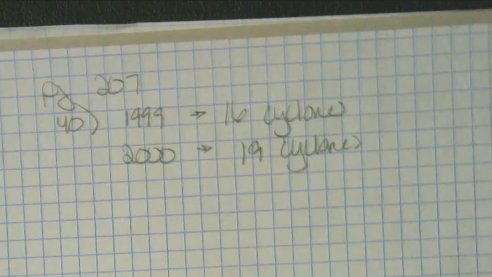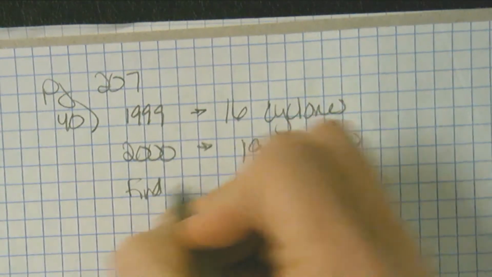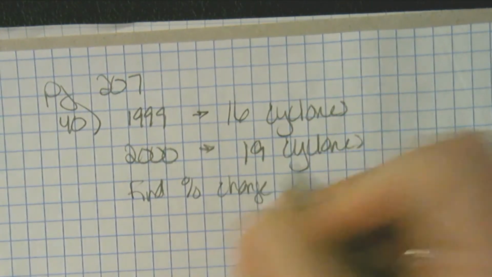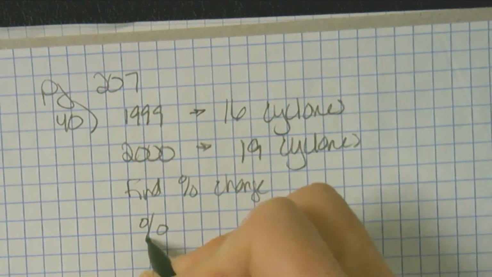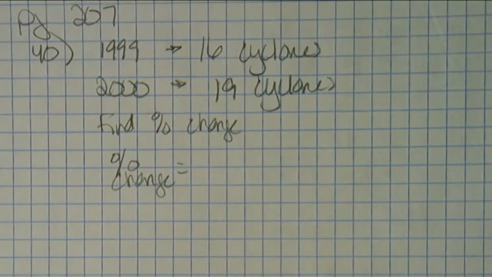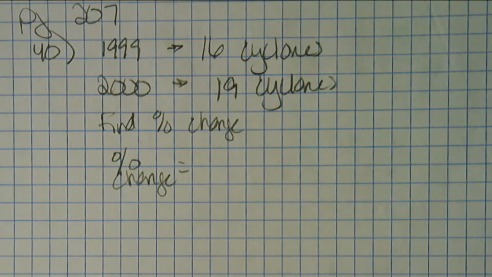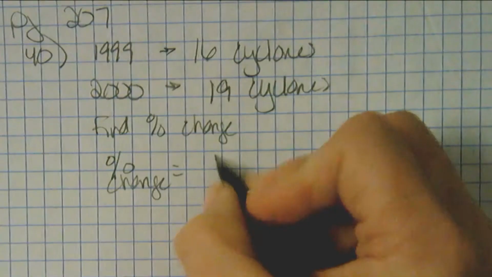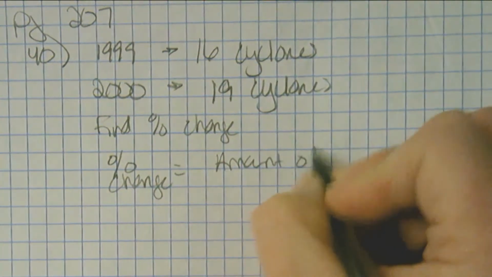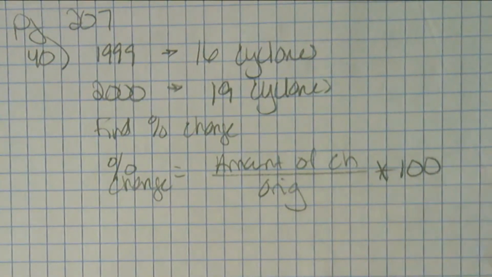Find the percent of change in the number of cyclones from 1999 to 2000. Okay, so my percent of change equals, and again, you guys, I have to see the formula every time. Stop doing that, or I'm just taking it away. So just set it aside. It's not your cell phone. Thank you. It's the amount of change divided by the original times 100.